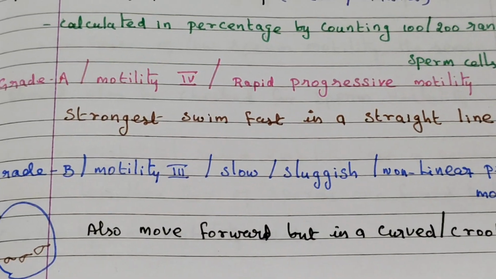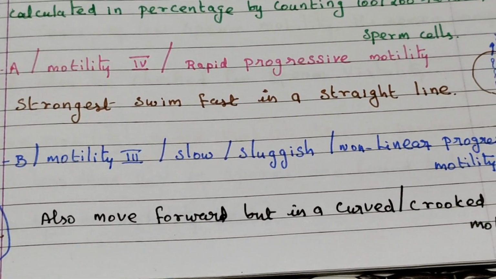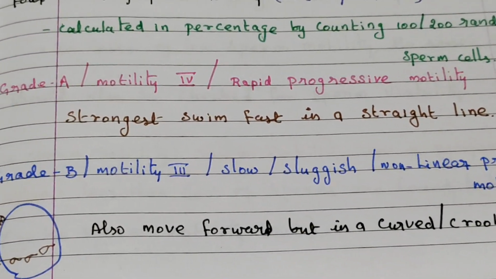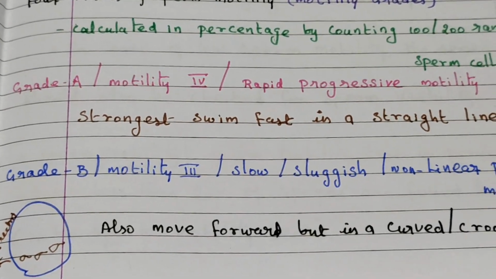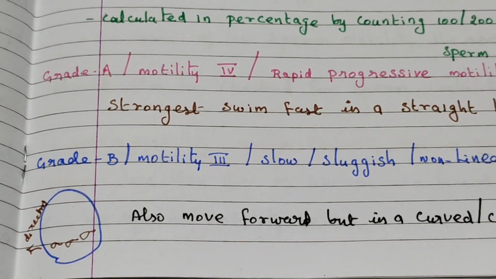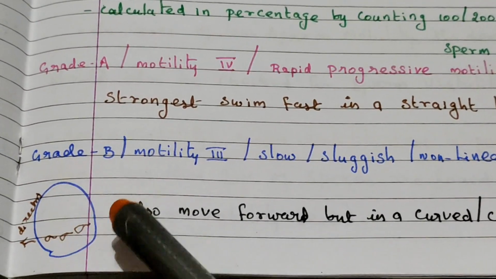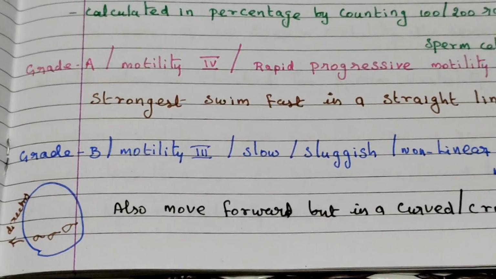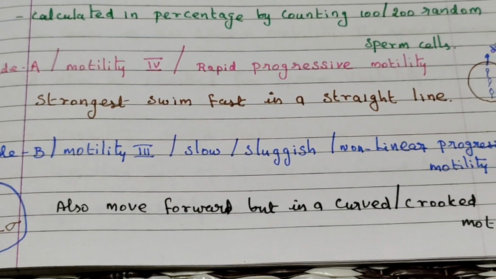The sperm cells have slow, sluggish or non-linear progressive motility. These also move forward, but tend to travel in a curved or crooked direction. So in this direction, this way, it can move. Grade B, or motility 3 grade.